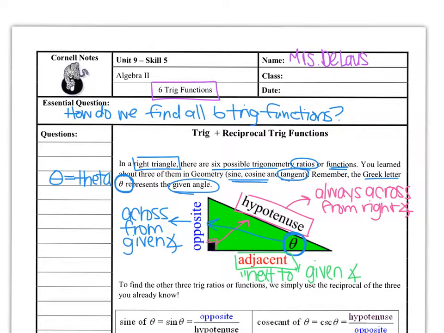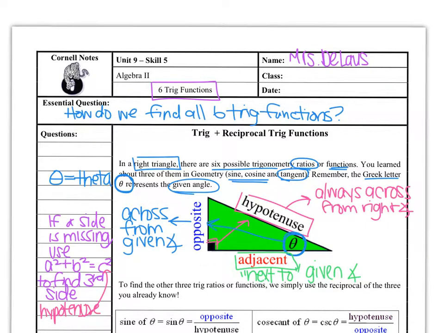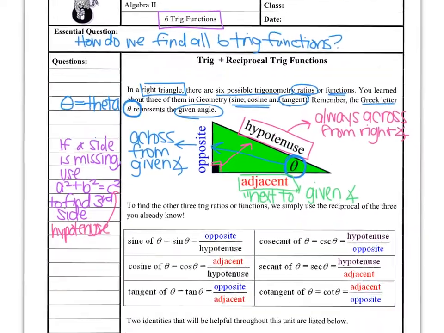So one more thing I want to mention before we get into the trig functions is that if a side is missing, we can use something called the Pythagorean theorem, a squared plus b squared equals c squared, to find that third side. And one thing you have to know about this is that c is always your hypotenuse.